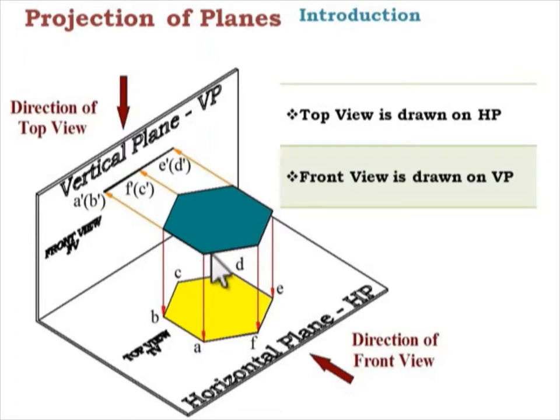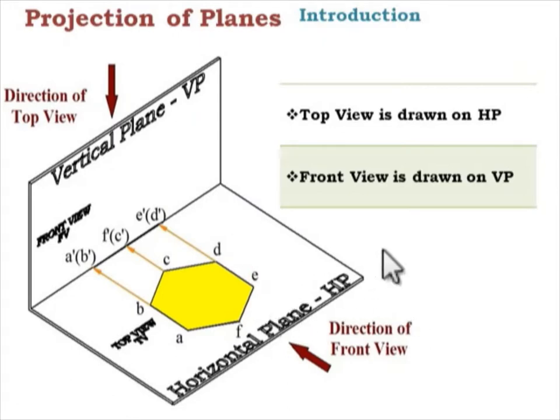This corner A is visible from this direction, so it is named as A dash. This corner is hidden behind A. It is named as B dash in bracket. Similarly, this corner F dash is visible and this corner C is hidden, so it is written in bracket. E dash is visible, D dash is hidden. Top view is drawn on horizontal plane and front view is drawn on vertical plane.